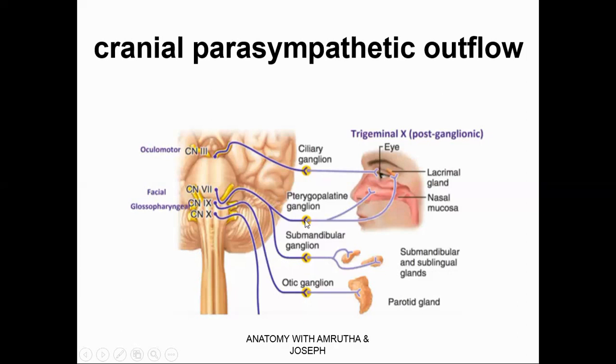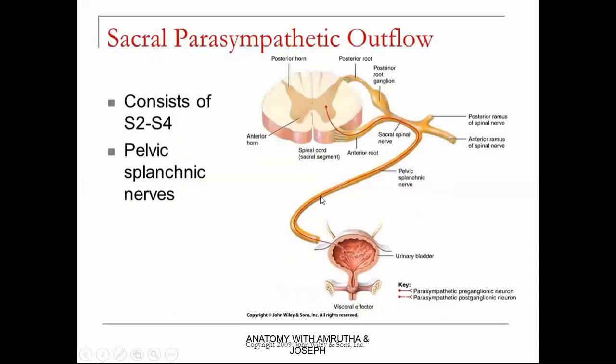Anyway, these are other ganglions: the pterygopalatine ganglion related to the nose, then the submandibular ganglion and the otic ganglion. All these ganglions get preganglionic fibers, and they pass through the cranial nerves. So this is the case of cranial outflow. Let's see the sacral outflow.